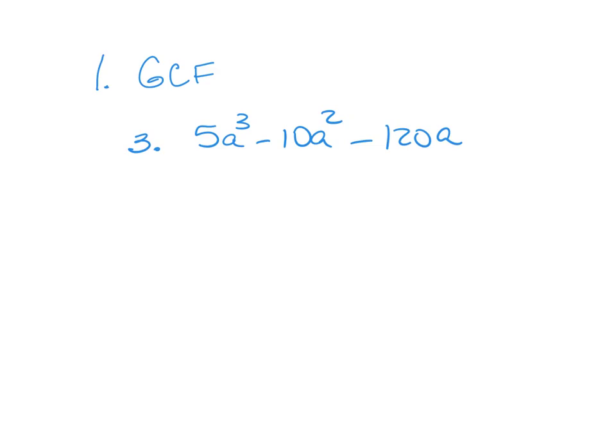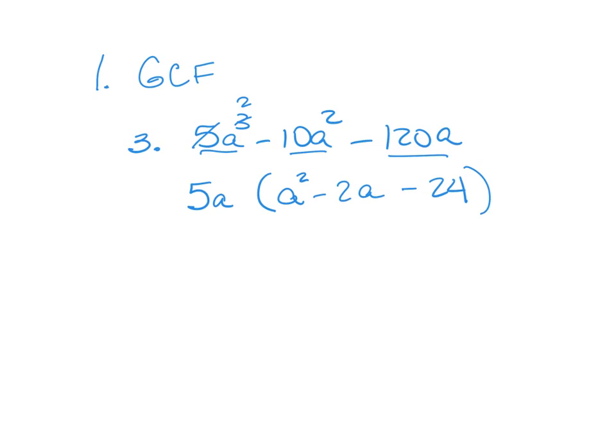What is the GCF here? What do they all have to give? 5A. They all have an A to give, and they all have a 5 to give. So if I pull out a 5A here, what's left is A squared, because I pulled out the 5 in one of the A's. I have minus 2A. I pulled out a 5 in one of the A's. And minus 24. Okay, so that's how you factor out the GCF.